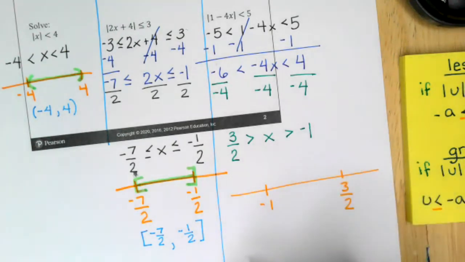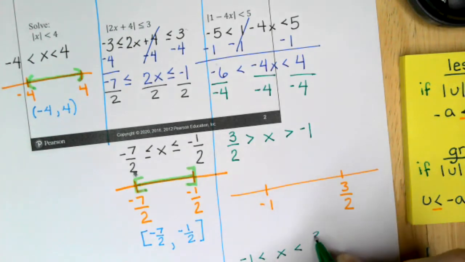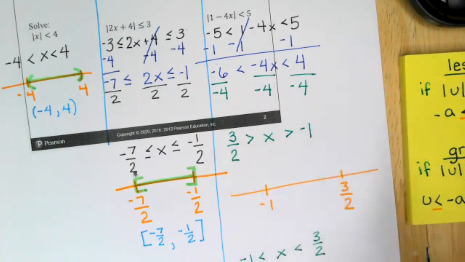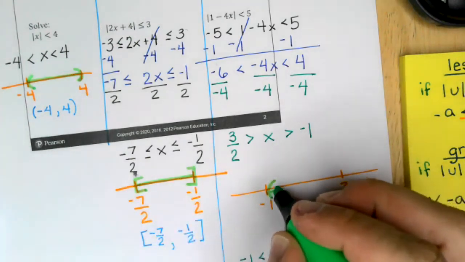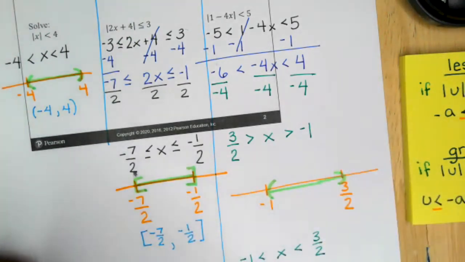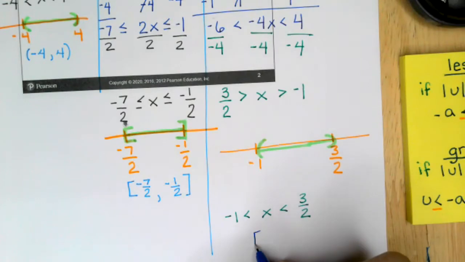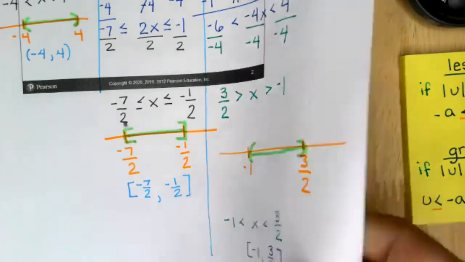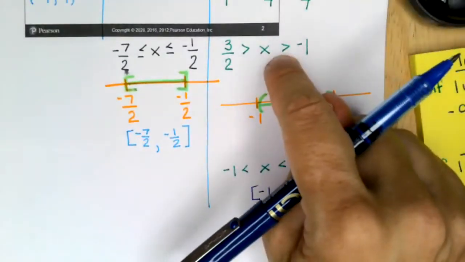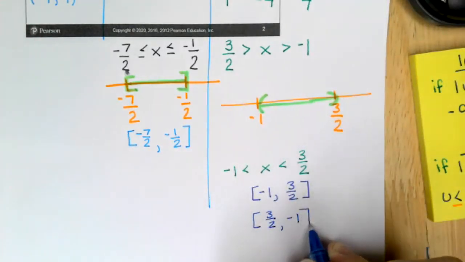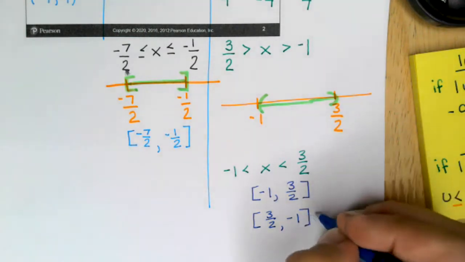You don't have to. If it doesn't confuse you, you don't have to. So -1 is smaller than x, and x is smaller than 3/2. Or 3/2 is greater than x, and x is greater than -1. It is important in interval notation that you do start with -1. You can write this, it is okay. But if you wrote that you start at 3/2 and you go to -1, that's not the direction of the number line. So that you cannot say.